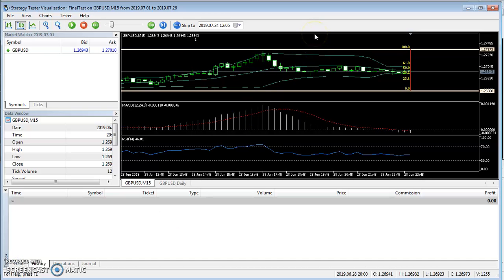So here I'm in the strategy tester. So this is the expert advisor, final test. We're testing the GBP USD currency pair with a 15-minute time frame, and this is the date we've set. And so as you can see here, the resistance line, support line here are in white. The Fibonacci lines are in yellow.